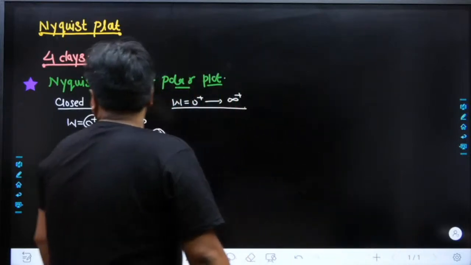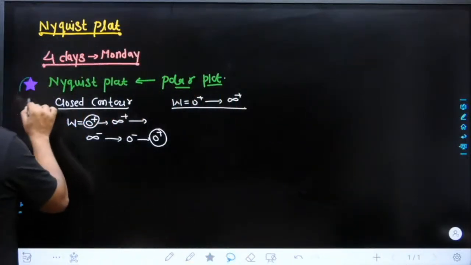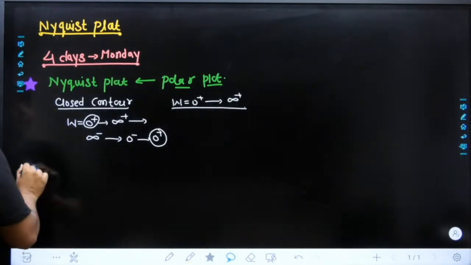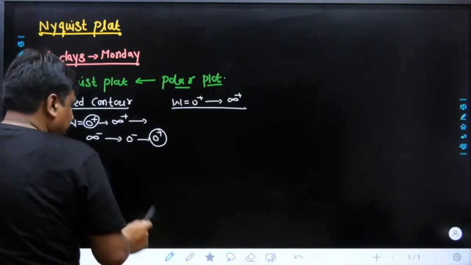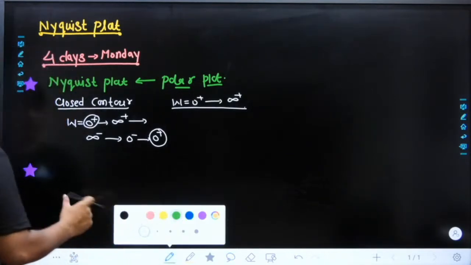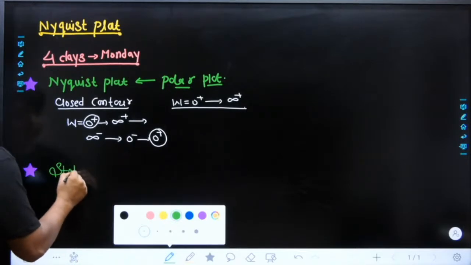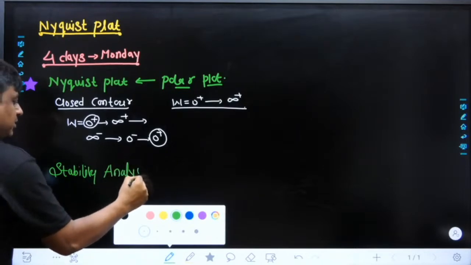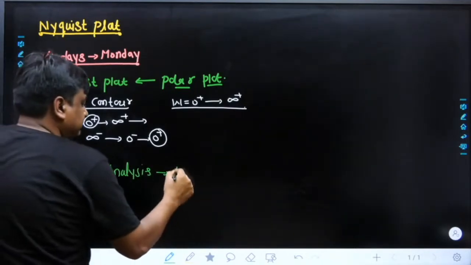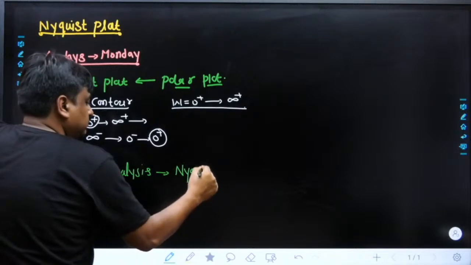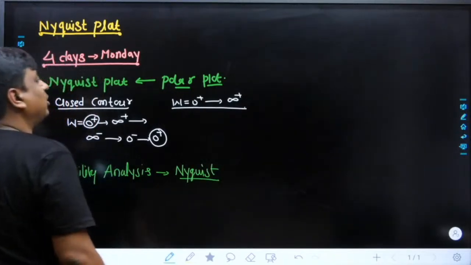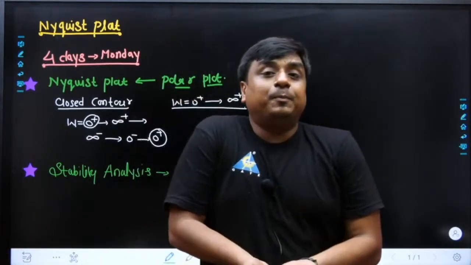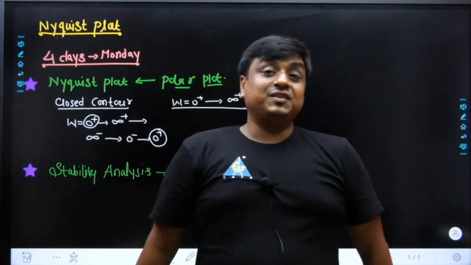In the same sequence, let me go forward, and we would be talking about the need of the Nyquist plot which was not fulfilled by the polar plot, and that is stability. Stability analysis can be made using the Nyquist plot with the help of the principle of argument. That is why the Nyquist plot is the more prevalent plot while analyzing the stability of the system.